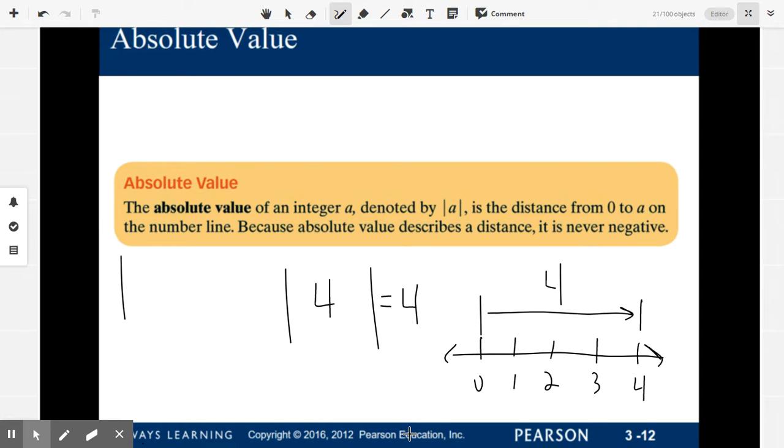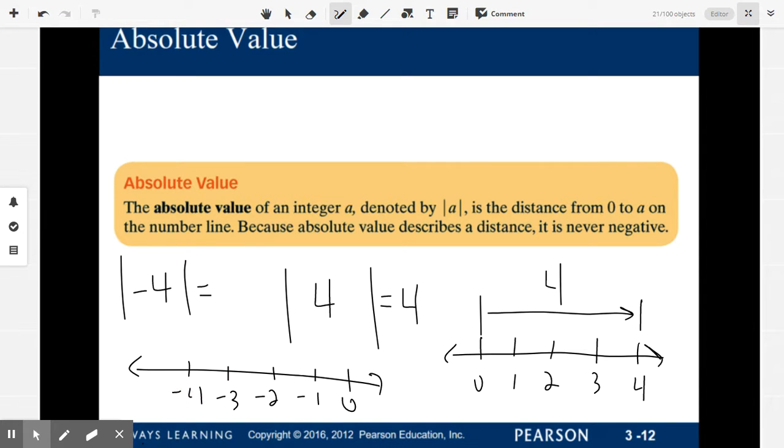Now, if I want to know what's the absolute value of -4, if I draw another number line, this time I put 0 over here, -1, -2, -3, -4. I want to know the distance. How far is -4 from 0? Well, we measure distances always with positive numbers, right?